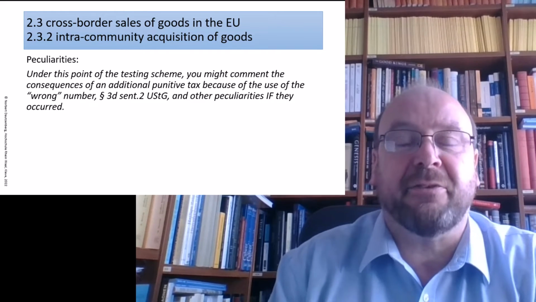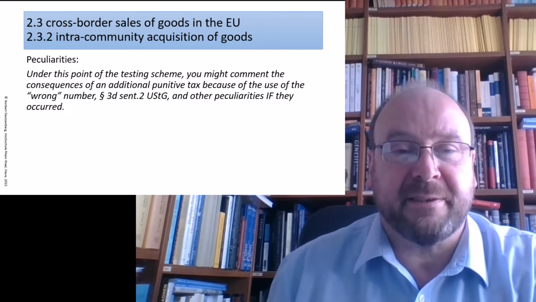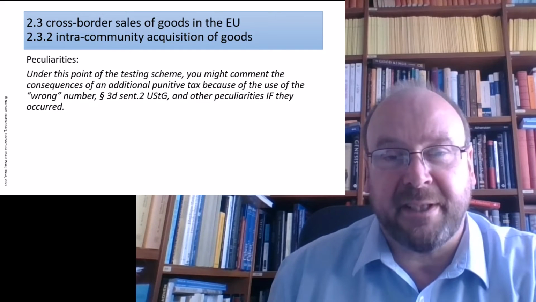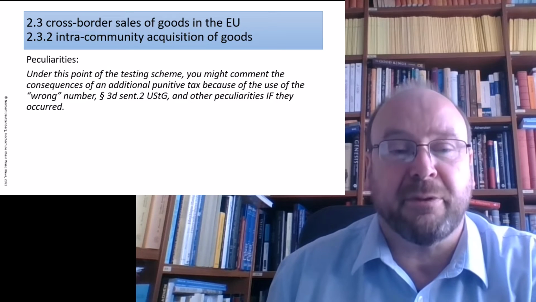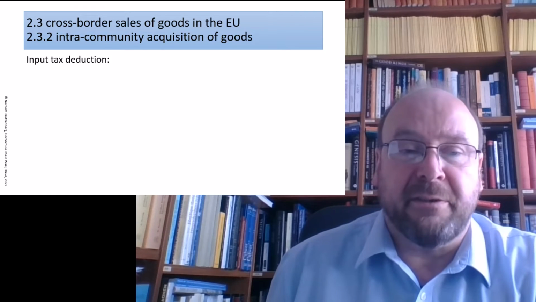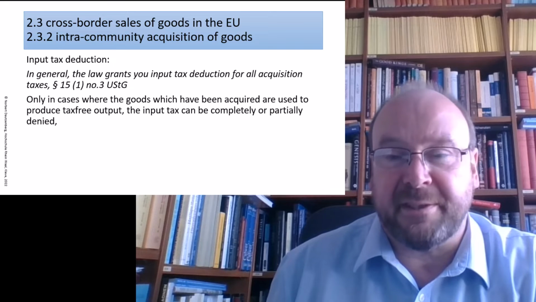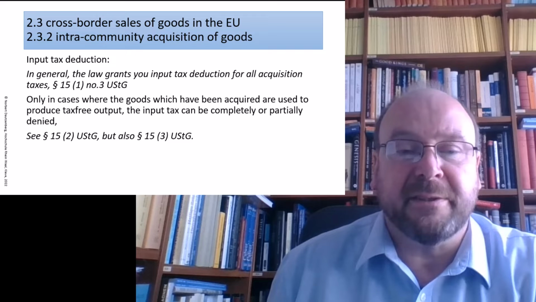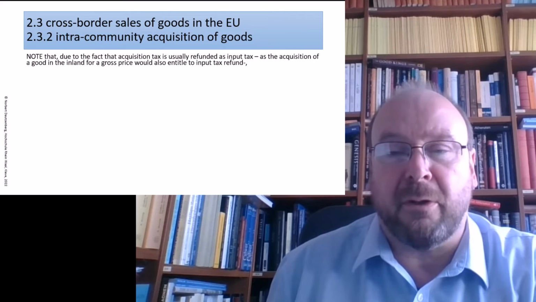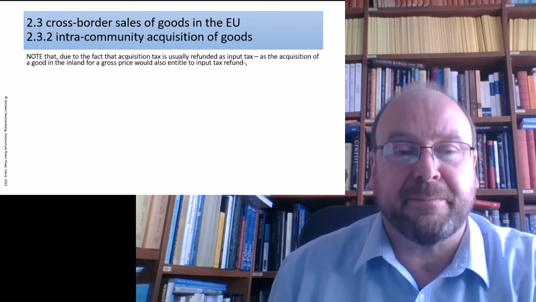Check again if 3D sentence 2, that additional penalty tax or punitive tax for using the wrong number, applies or not. And then say something to the input tax declaration, 51 number 3. So, well, all not very complicated.